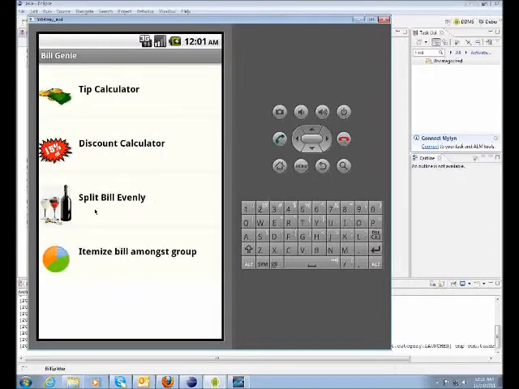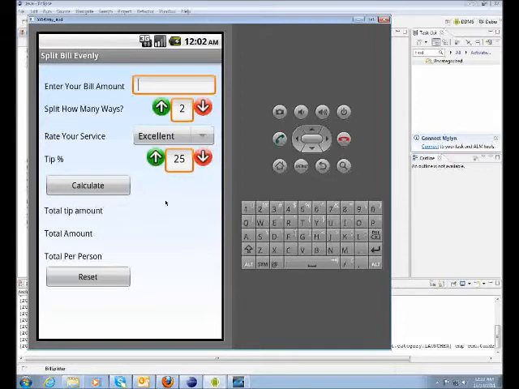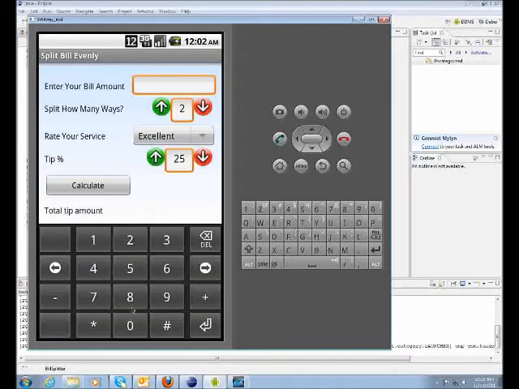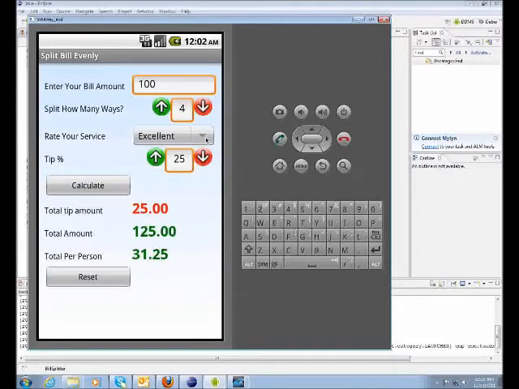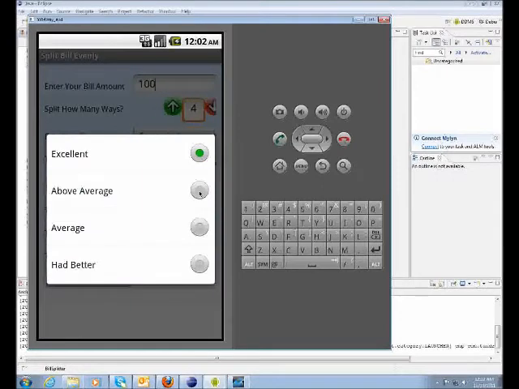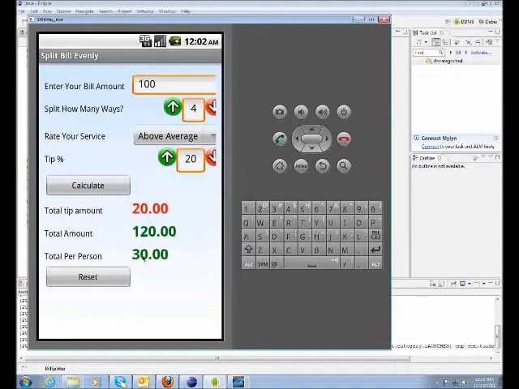Let's go into splitting a bill. We'll come back to the discount calculator last. Now this is very similar. Let's say that you're out with a group of 4 people, and you've decided that whatever the bill is, if it gets put onto one bill, you're going to just split it evenly, even Steven. So in this case, we're again going to put in $100. We are going to split this 4 ways. We're going to rate our service above average, and it automatically calculates your tip amount, the total amount for the bill, and the total that each person needs to pay.